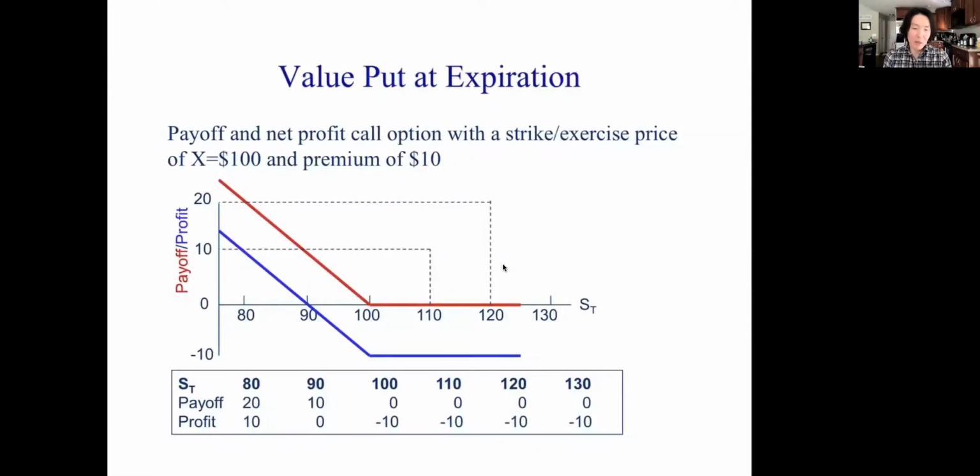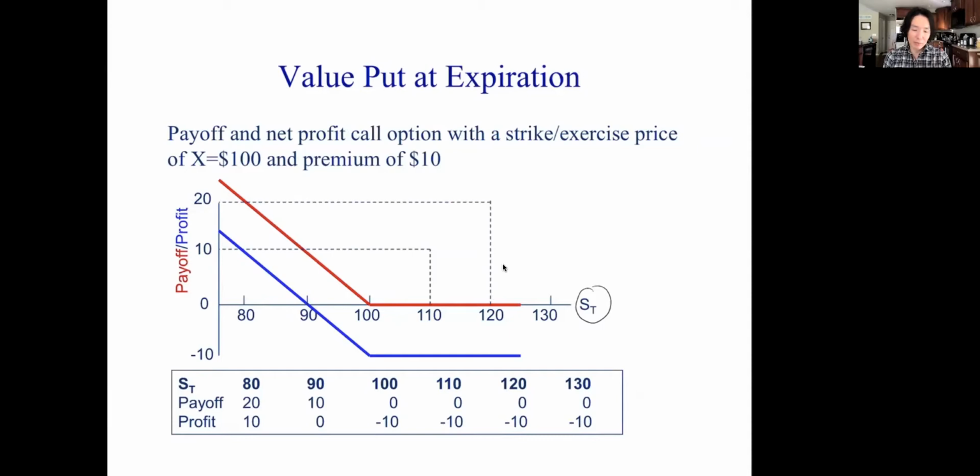Okay. Now, the value of the put at expiration, or the payoff of a put, can be drawn in a similar way. So we have the stock price on the right-hand side and the payoff on the y-axis.